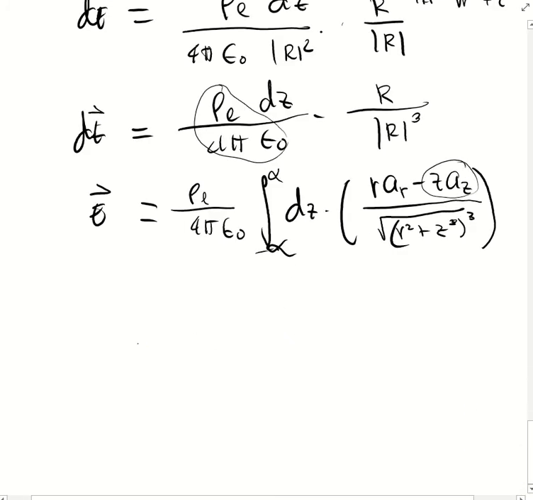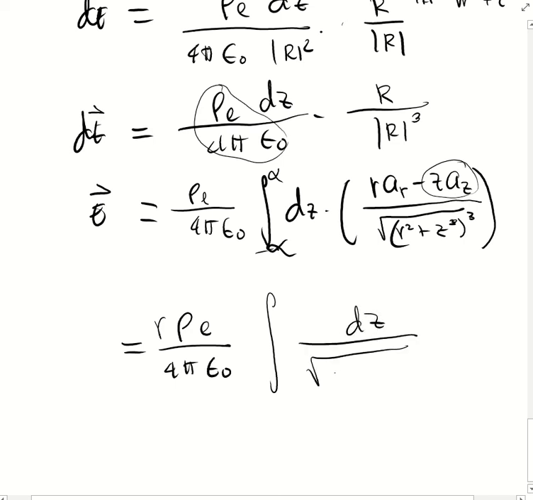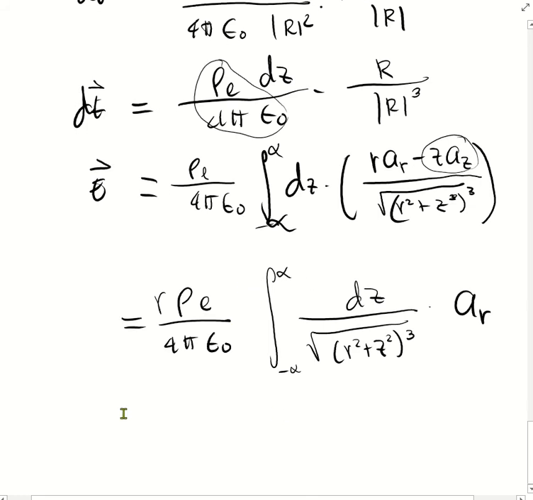And this will be equal to rho L over 4 pi epsilon naught. Ano pang constant dito? Ito, aR. Constant yung R, so pwede natin ilabas yung R na yan. Ilagay natin dyan. So, ang matitira dito will be dz all over the square root of r squared plus z squared, cubed. Then, yung aR natin. Then, from negative infinity to positive infinity, or from positive infinity to negative infinity. Parehas lang.